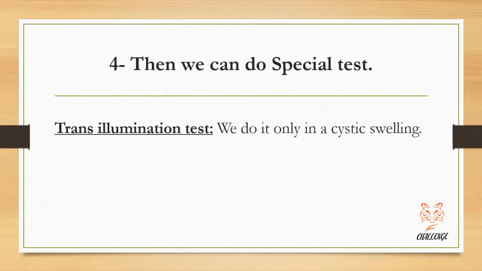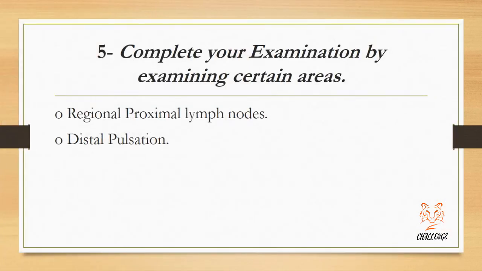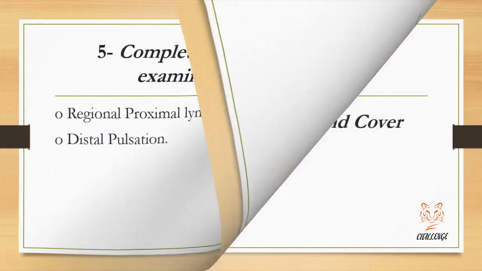Also, we can do a special test in certain lumps, like a transillumination test, which is done in any cystic swelling like a ganglion. We complete our examination by examining proximal lymph nodes and distal pulsation. Finally, we thank the patient and cover him.